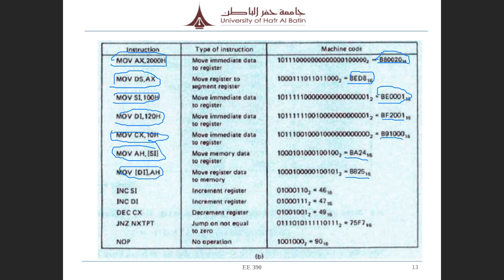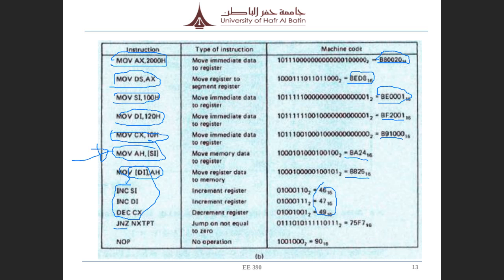And then what about the increment? These three things are here: 46H, 47H, and 49H. Now the jump instruction. Jump not 0, then which label will it go to? NXT PT. So it is this one, right? NXT PT is this line, which represents that the label is here. It will come to the beginning of this memory location.